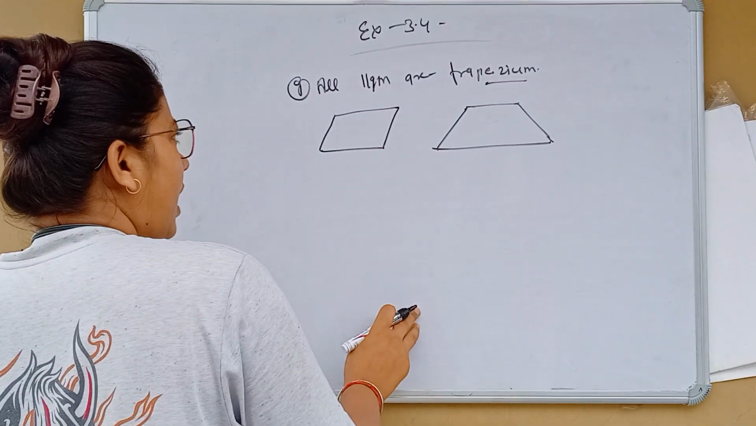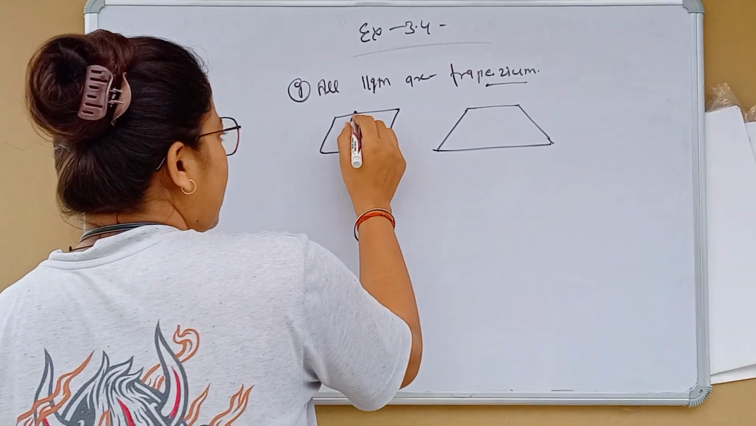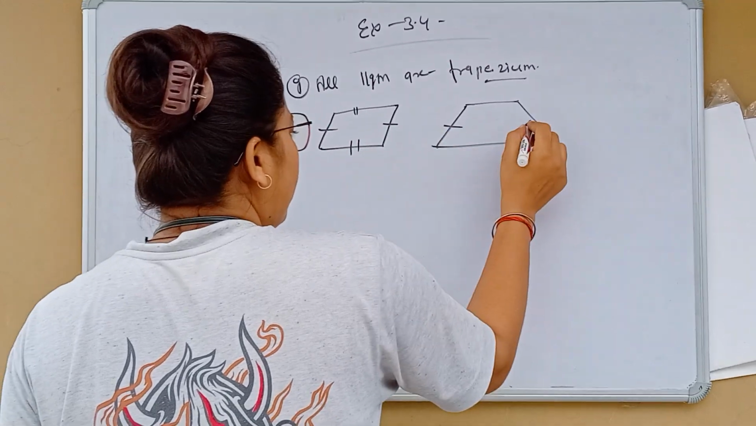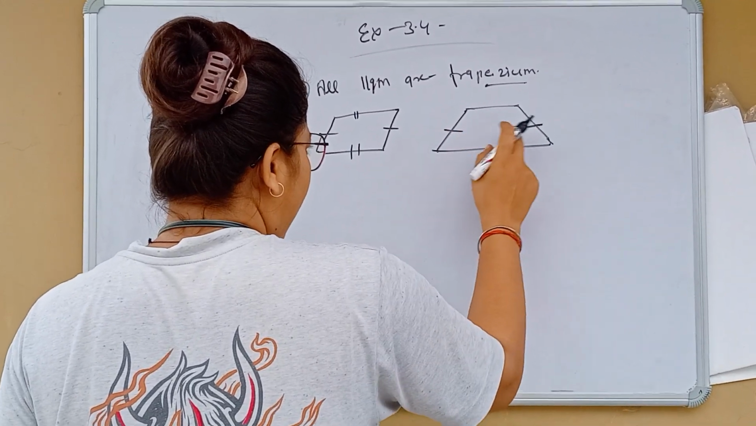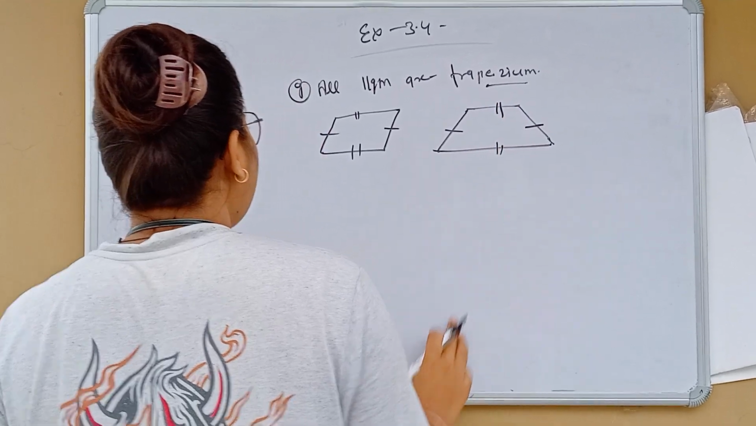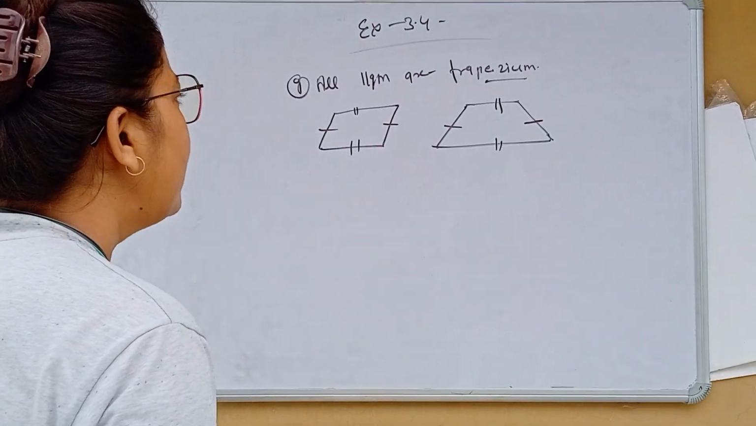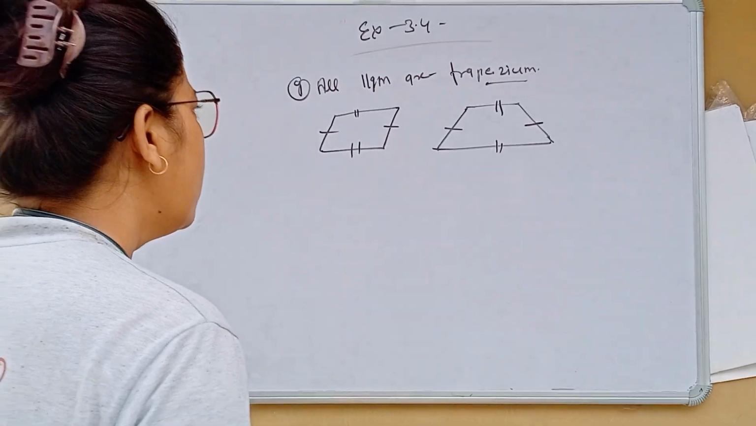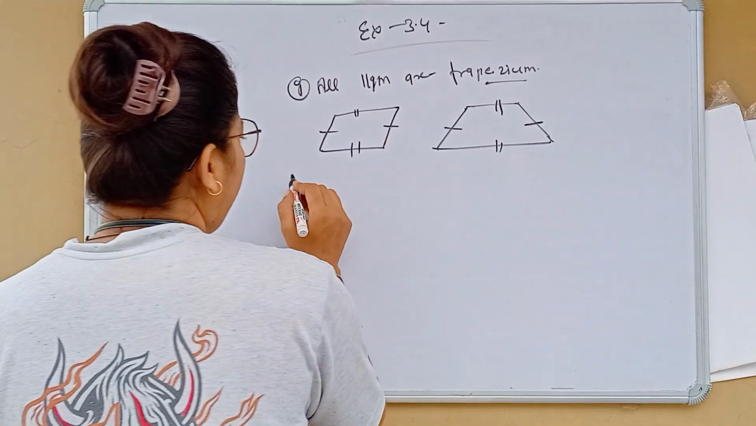So we can easily say that in a parallelogram, opposite sides are equal. In a trapezium also, the opposite sides are parallel. So we can write here that opposite sides are parallel, and that exists in a parallelogram. So here we write true.